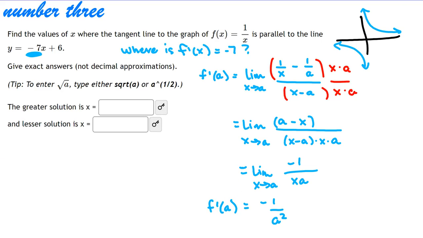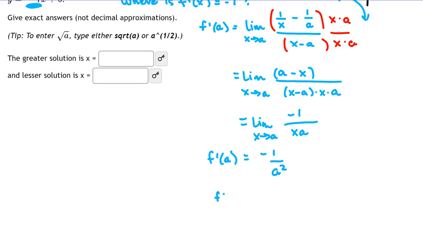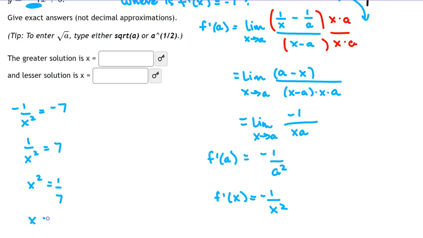So then what's f prime of x? It would be negative 1 over x squared. That's the derivative, so that's the slope of the tangent line. We want to know, where is it equal to negative 7? So I'm going to use this space over here. Let's set it equal to negative 7. We can multiply both sides by negative 1. We can take the reciprocal of both sides and square root.